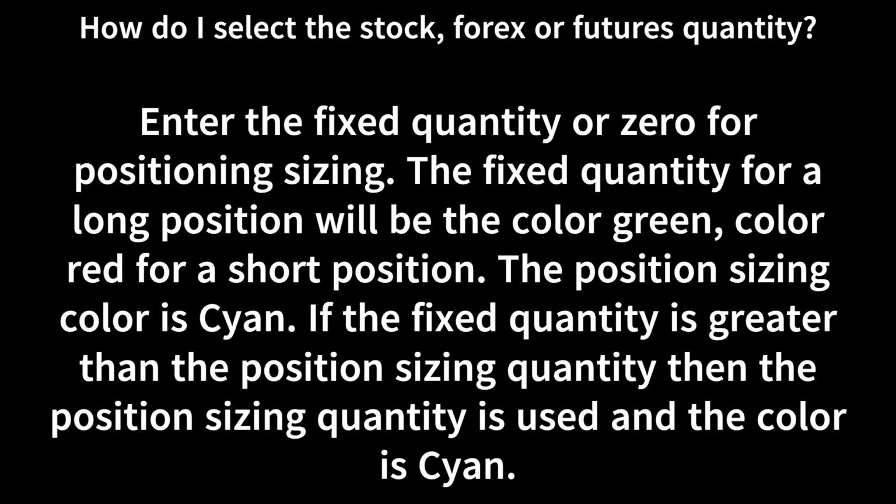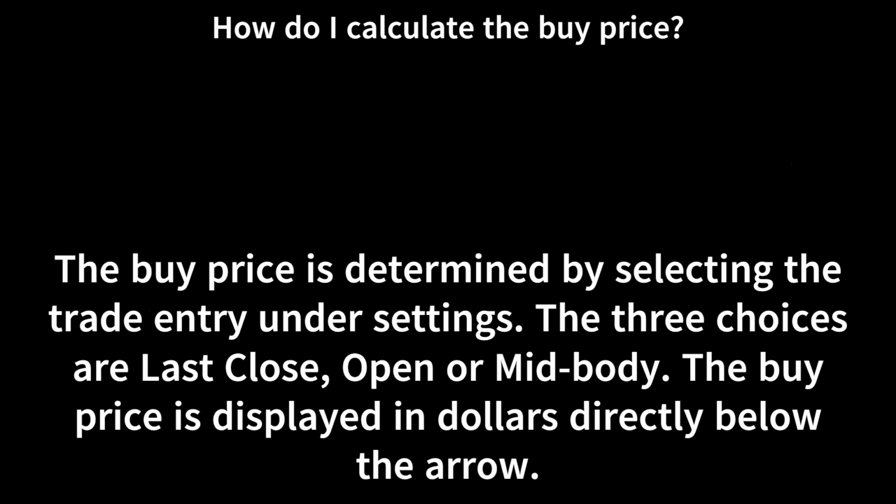How do I select the stock, Forex, or futures quantity? Enter the fixed quantity or 0 for position sizing. The fixed quantity for a long position will be the color green, color red for a short position. The position sizing color is cyan. If the fixed quantity is greater than the position sizing quantity, then the position sizing quantity is used and the color is cyan.